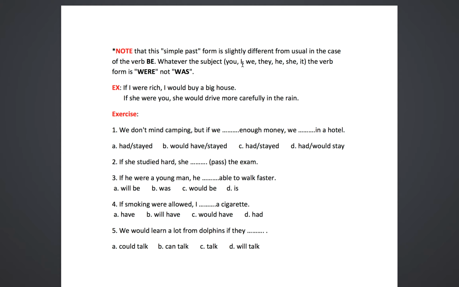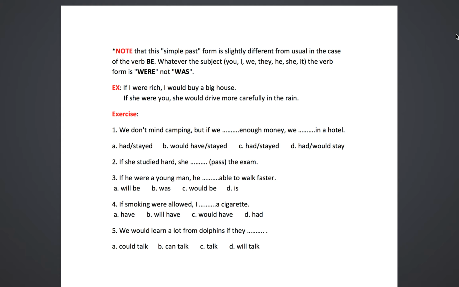Let's look at this note, which is very important to know, and it's very different for you, I think. Note that this simple past form is slightly different from usual in the case of the verb to be. When we have the verb to be, for he, she, or it, we usually or always use was. But now we have to use were here because we said that it's imagination or it's not possible to happen. So we have to use were instead of was for all the situations we have: you, I, we, they, he, she, it. So don't forget about that.